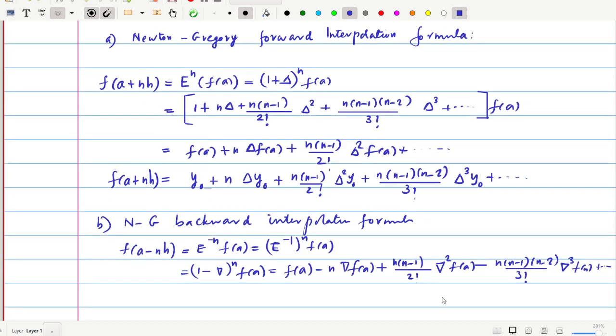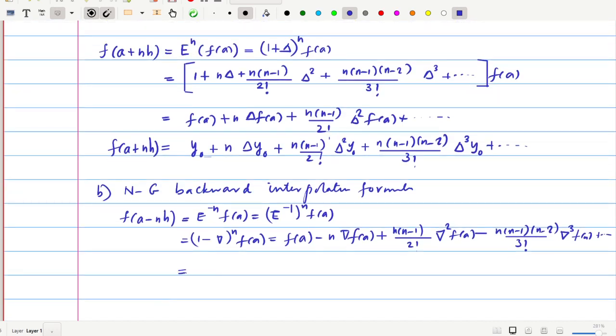So we write in terms of y0, y1, y2: f of a minus n h is the same as y0 minus n times del y0 plus n times n minus 1 by 2 factorial times del square y0, and so on. So this is what we call the backward interpolation formula.